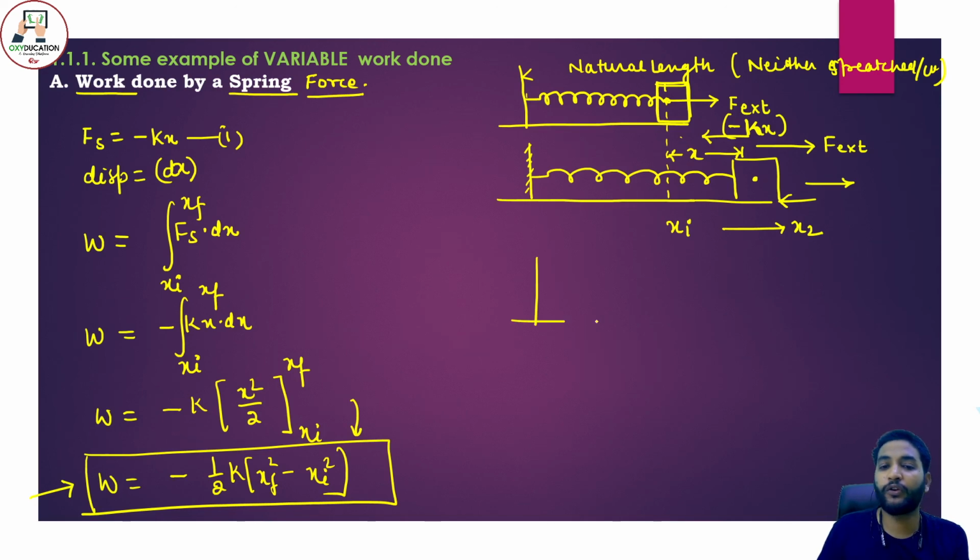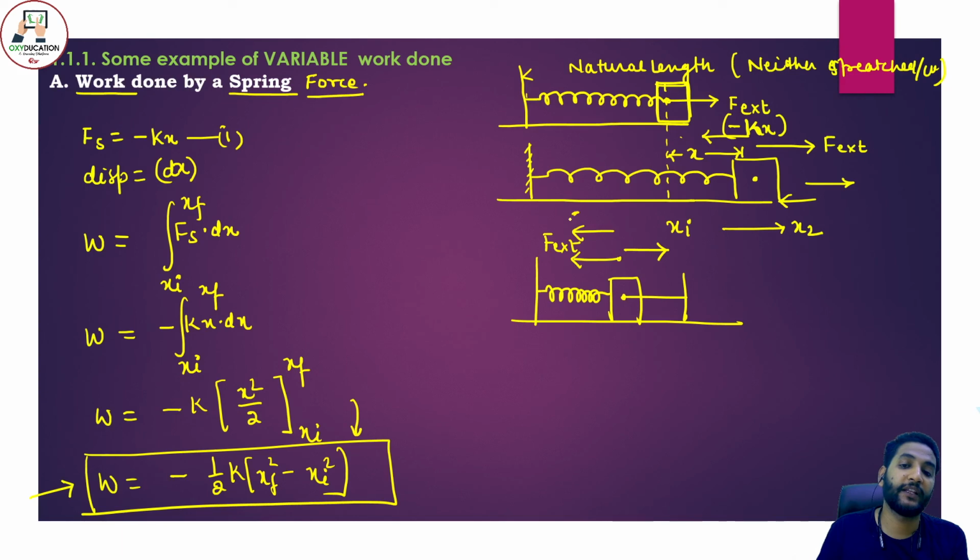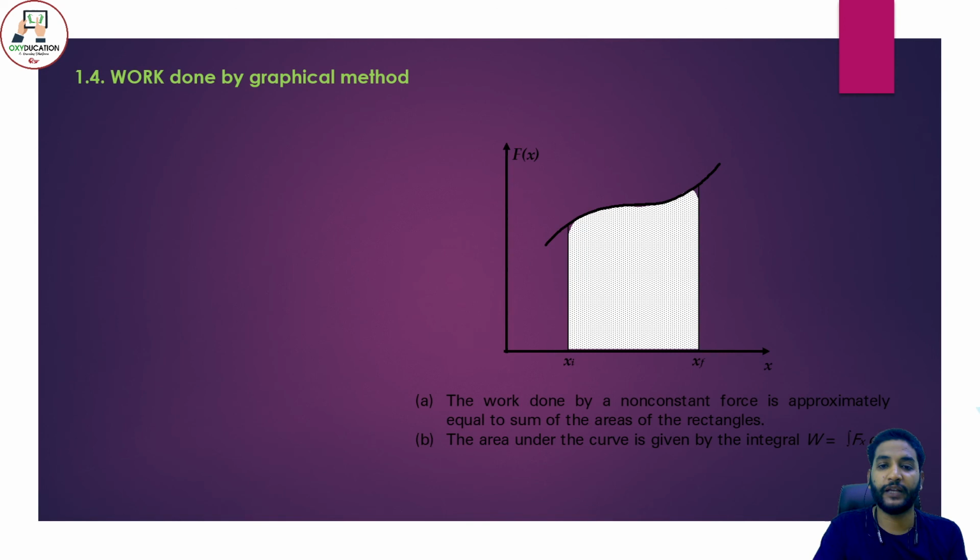Even if you are compressing the spring, for example, this spring has been compressed by some length x. In this case, the compression force, meaning the external force, will act in this direction. There will be displacement in this direction, while this force kx is actually acting in the direction opposite to the displacement. Okay. So this is how we can calculate the spring force as well.